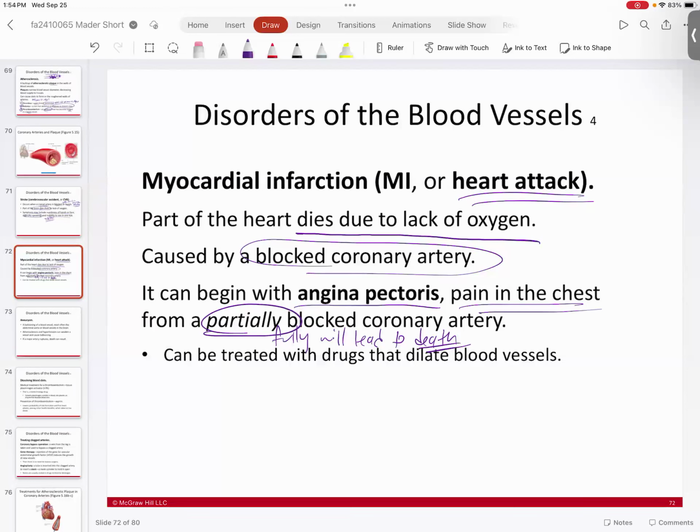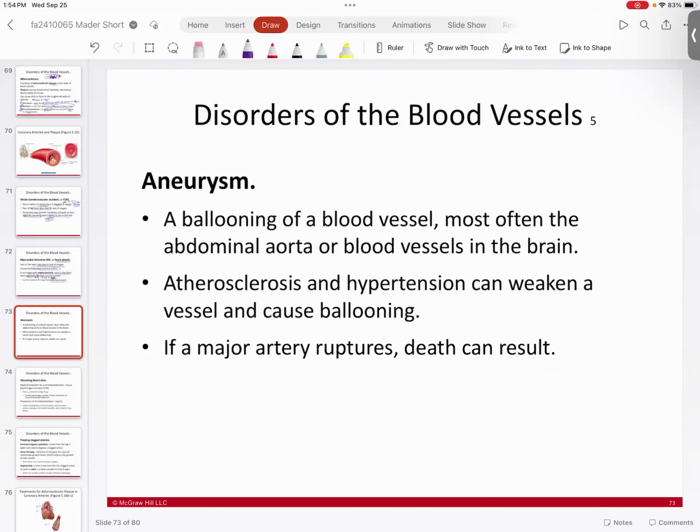Now we can treat this with different drugs. We can use blood thinners to get the blood through that blockage a little easier and smoother. We can also dilate the blood vessels with drugs called vasodilators. We can also drop a stent in there, which is just a little mesh tube that expands and holds your artery open. Okay. There's lots of different ways to do that.